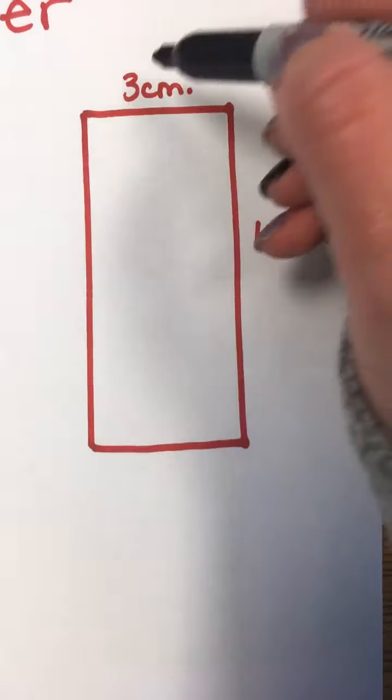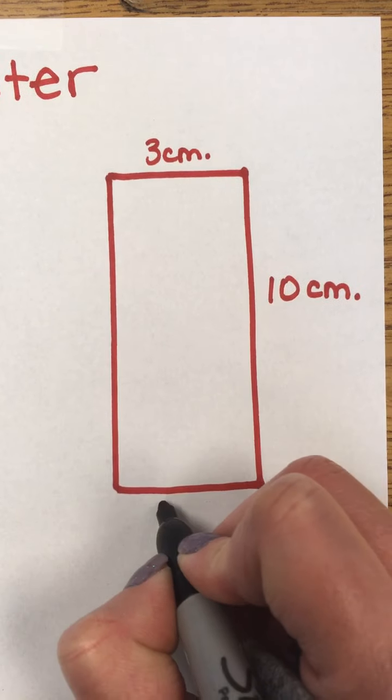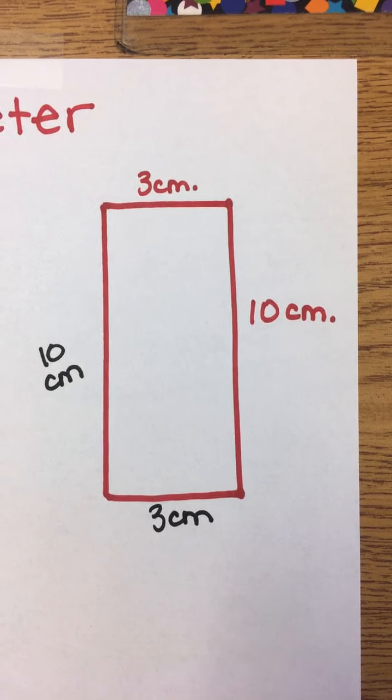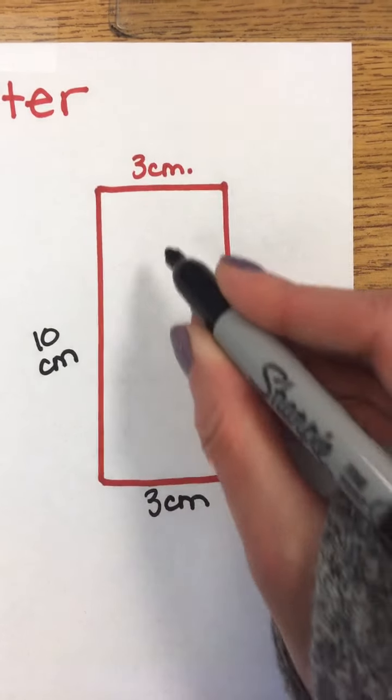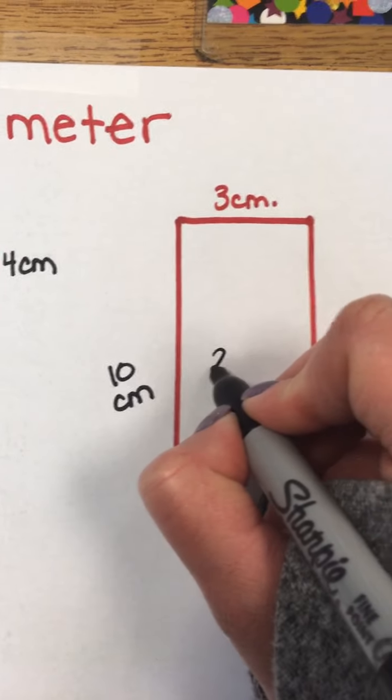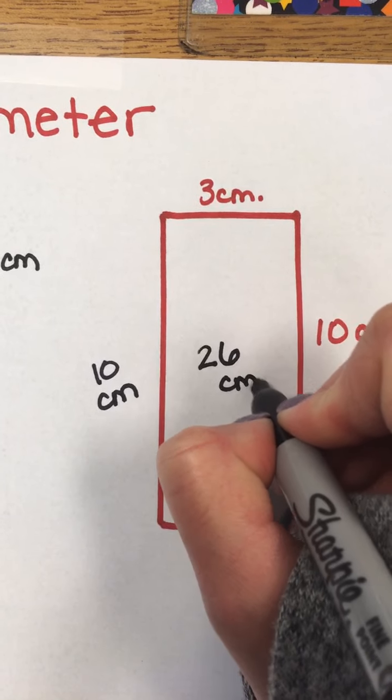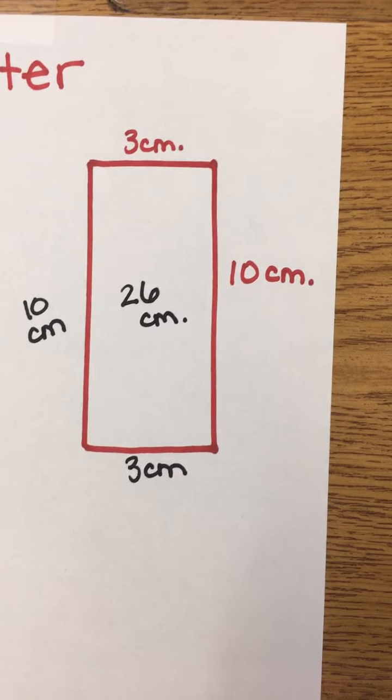Okay, hopefully you knew that this side is also 3 centimeters and this side is also 10 centimeters. And then to find the perimeter, we add all the sides up. So 10 plus 10 is 20. 3 plus 3 is 6. So our perimeter of this one is 26 centimeters.